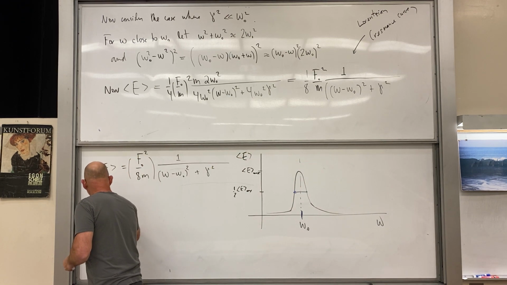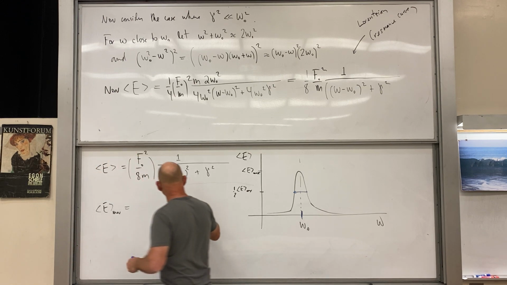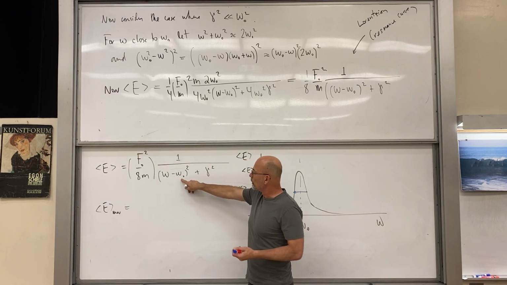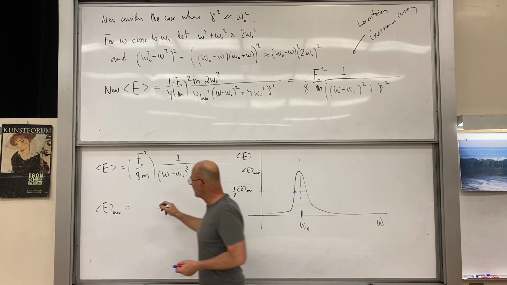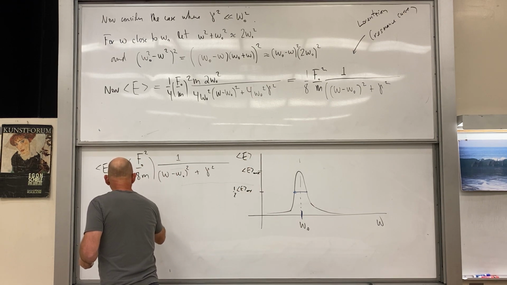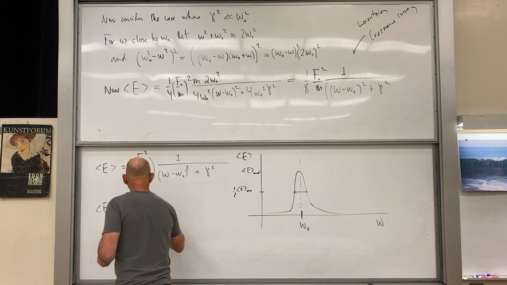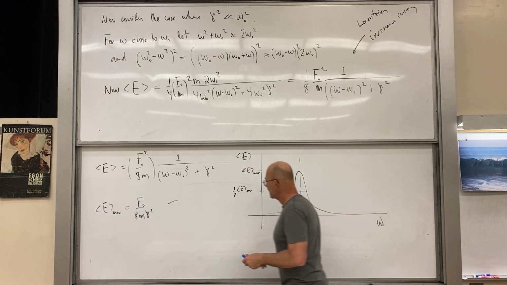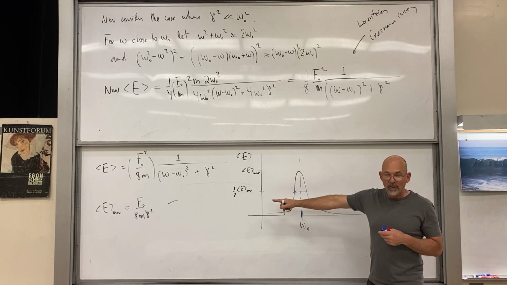We have the max, which is just when omega is equal to omega naught, so we've got a gamma squared here, so that's F naught over 8n gamma squared. Okay. Now what about at the halfway point?